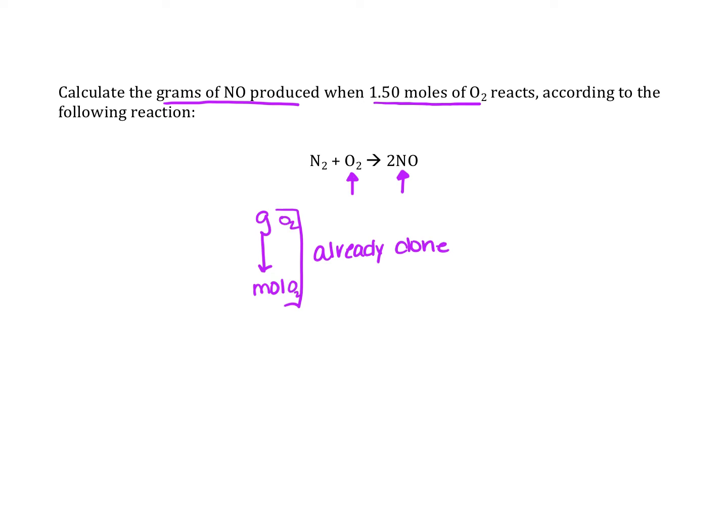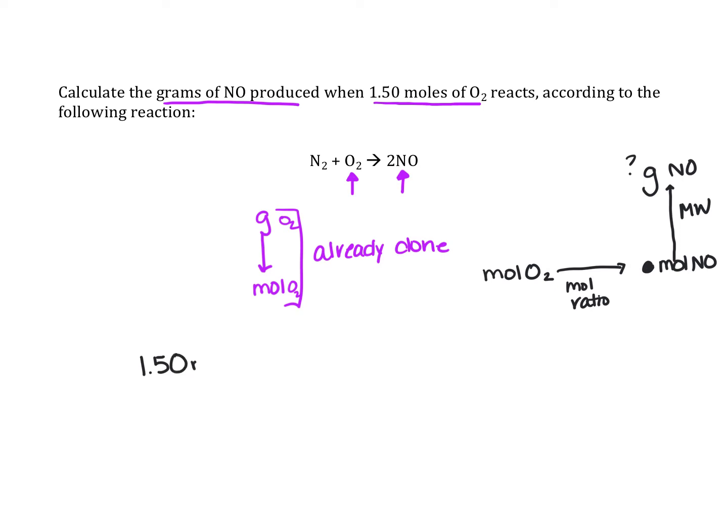And so we can adjust our map. We can say, okay, hey, look, I can make adjustments. I'm going to go from my moles of O2, and I still know up here I need to find my grams of NO. So I'm going to go from moles of O2 to moles of NO using my mole ratio, and then convert from my moles of NO to my grams of NO using molar mass. And so we start with the number we're given. We're given 1.50 moles of O2, and we're going to follow along that diagram. We're going to use the mole ratio.